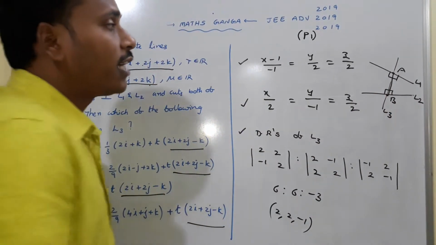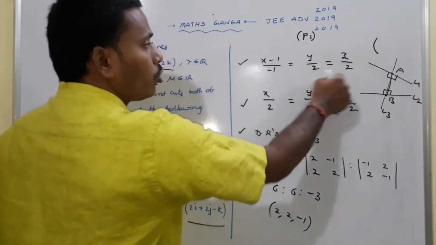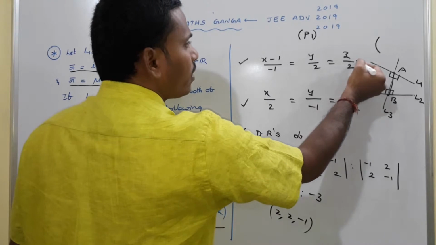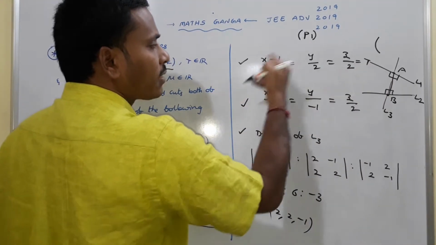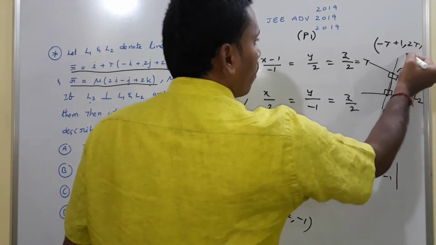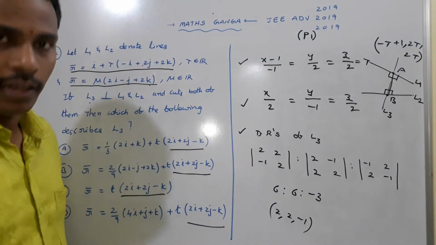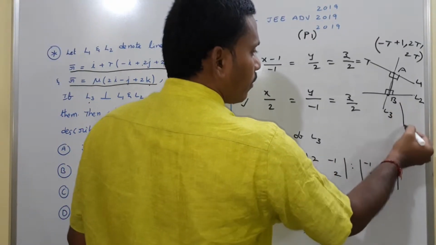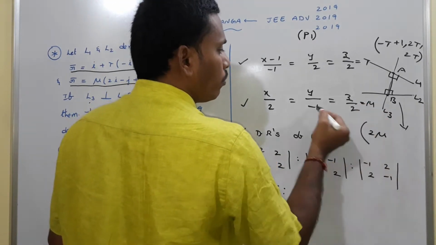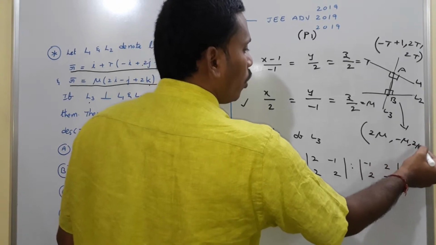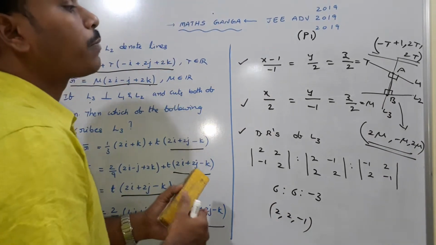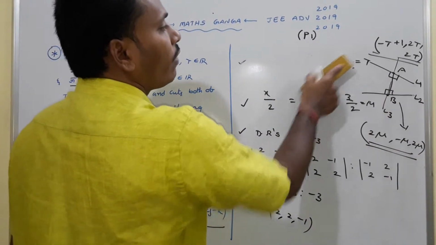So what is A? A general point of L1 can be calculated using this one. If this ratio is some lambda, then what is x? Minus lambda plus 1, comma 2 lambda, comma 2 lambda is a general point on L1. Then what is B? Point B, if you treat this as some mu, can be represented as 2 mu, minus mu, and again 2 mu. This is the general point on L2 and this is the general point on L1. With respect to those 2 points, we will calculate the DRs.